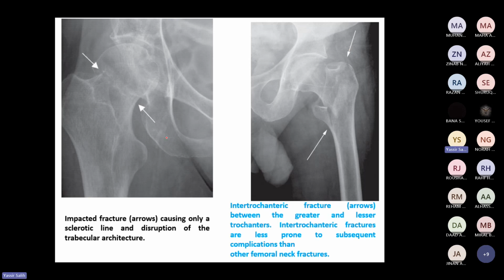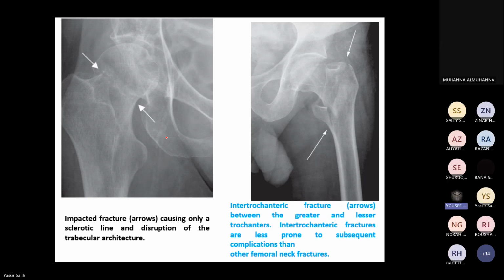What do you see in this one? Also interrupted trabecular pattern at the neck of the femur this time. What is your diagnosis, or what do you suspect? Fracture in the neck of the femur. This one, as we said, they call it impacted fracture, meaning one part entered into the other. It can also be easily missed.